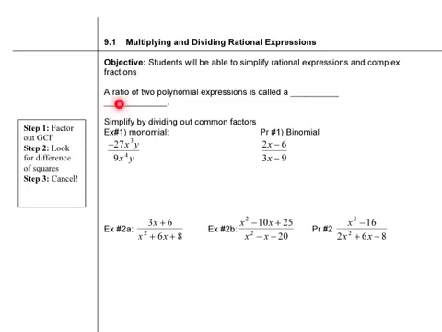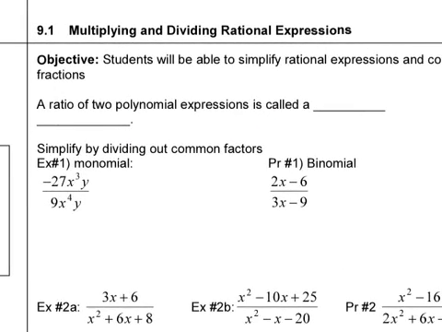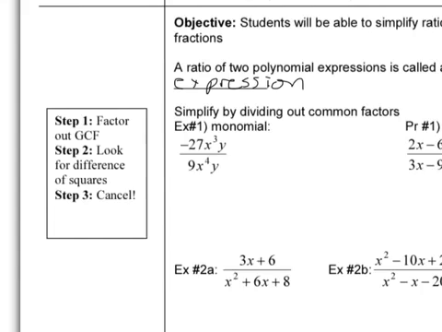A couple things here. A ratio of two polynomial expressions is called, you guessed it, a rational expression. Alright, so we're going to just simplify a couple of these.